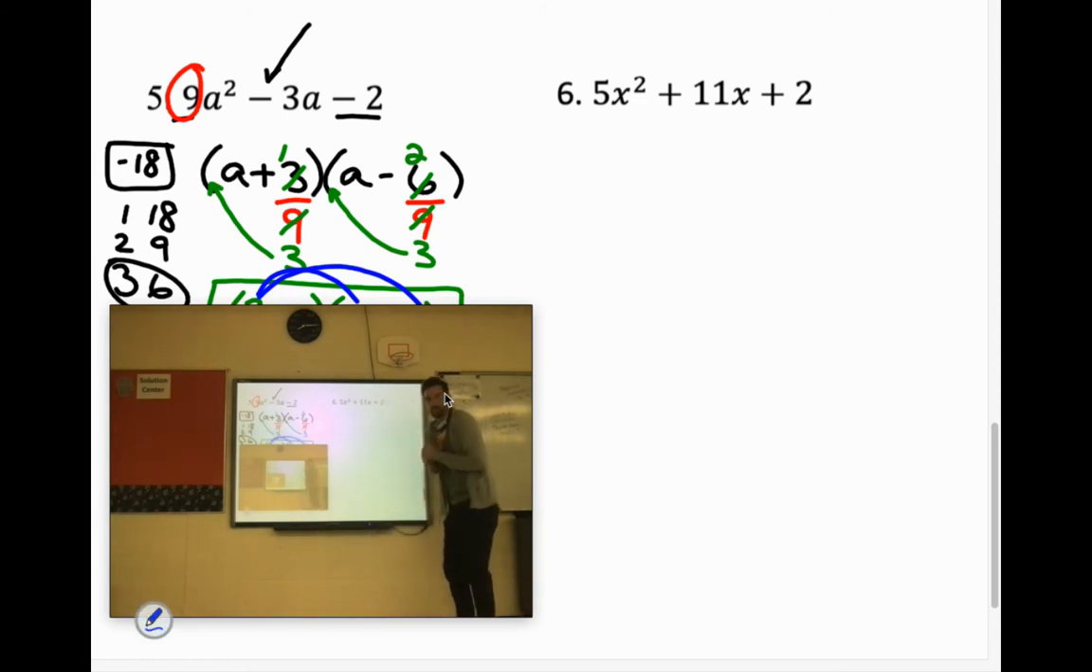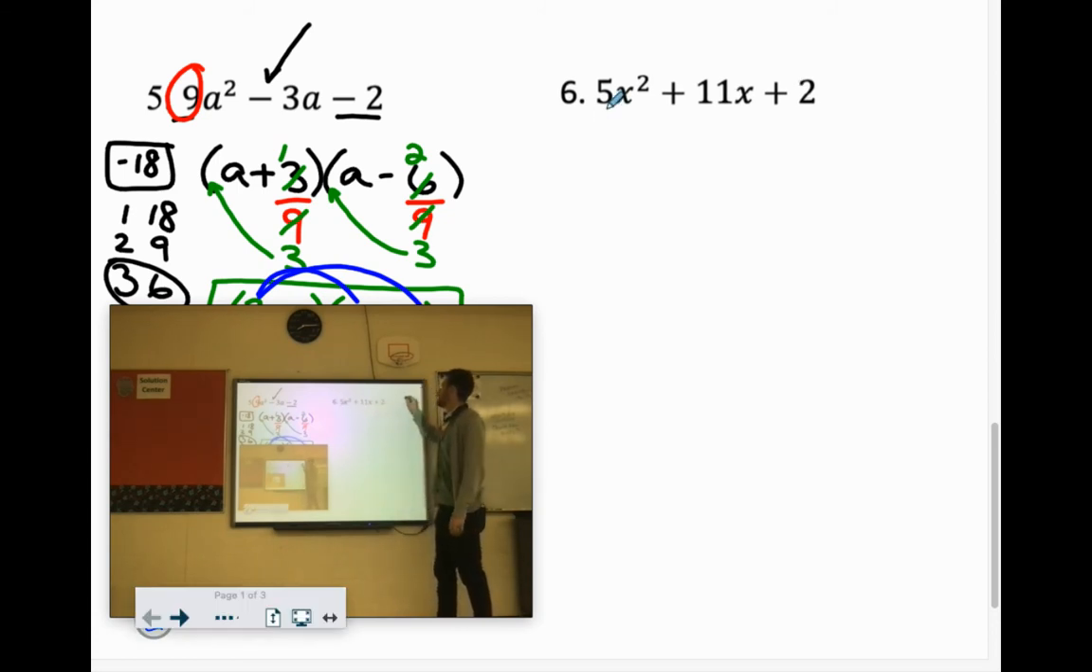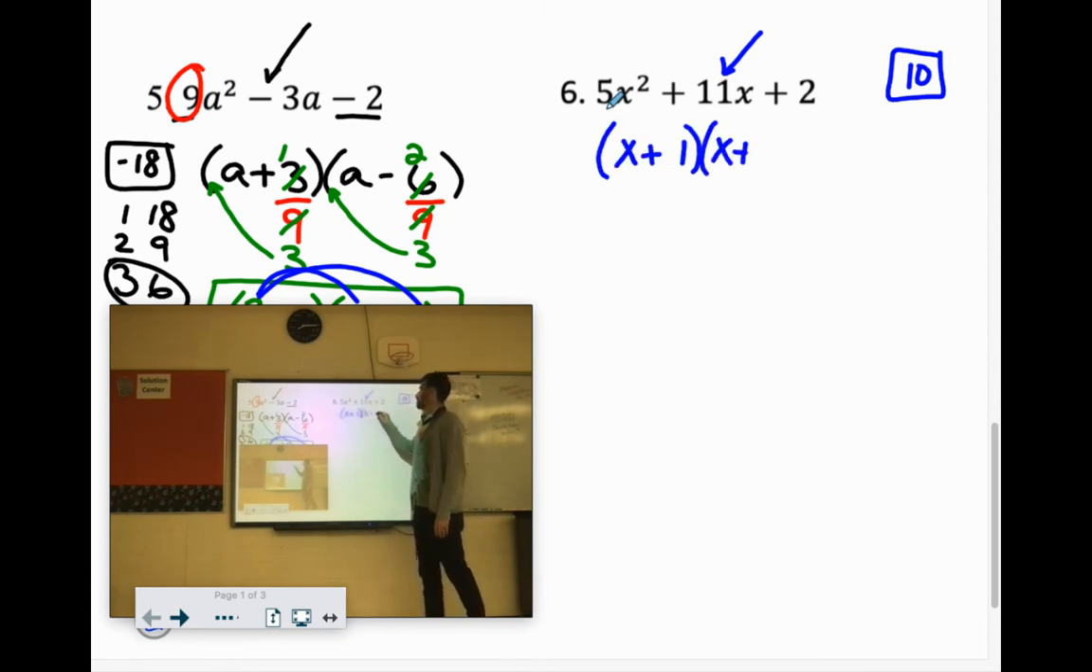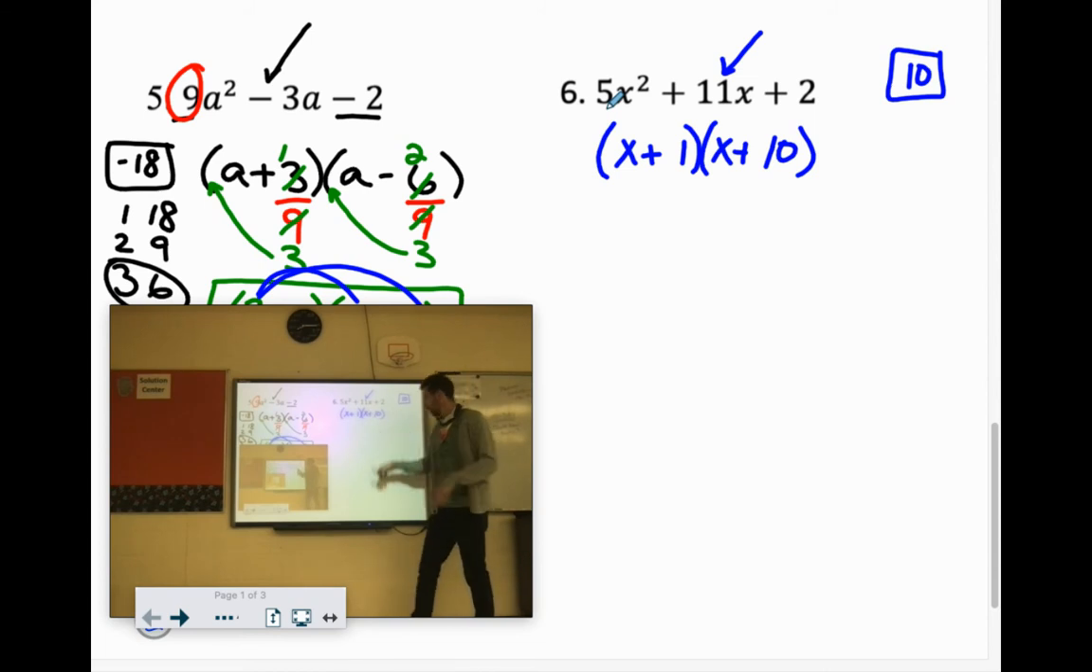Okay, greatest common factor? No. 5 times 2 is 10, and it's positive. So they're going to add up to the middle term. What factors of 10 add up to 11? 1 and 10. Have to both be plus. Doesn't matter which one you write first.